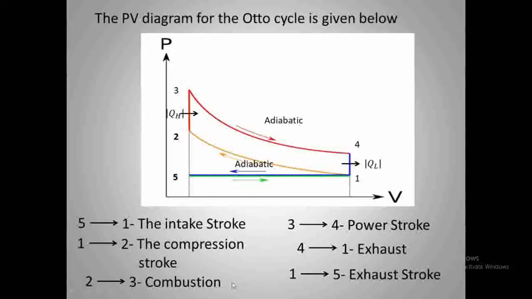Then the third process is the combustion. There is no change in the volume. It is an isochoric process. So 2 to 3 is the combustion. During the process, there will be a large amount of heat that will be taken by the system. So this QH is taken into the system during the combustion process.